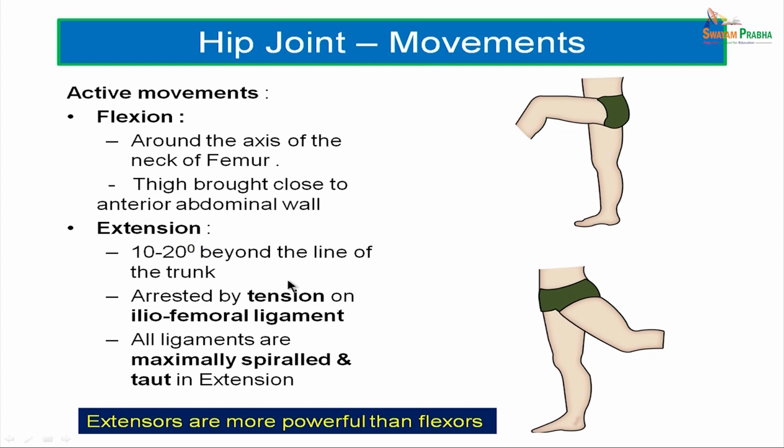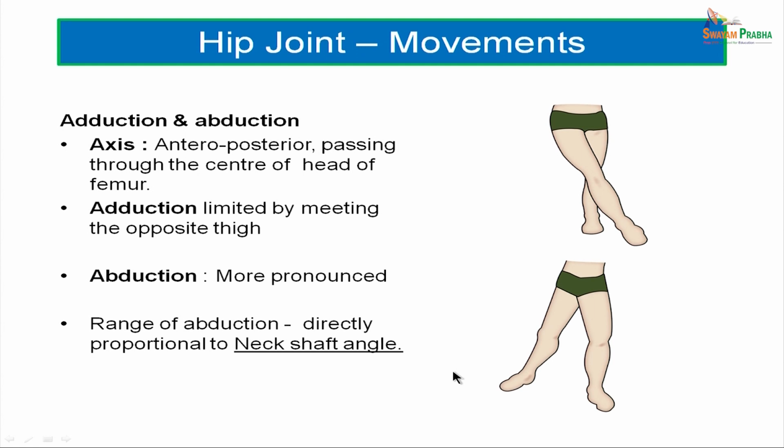trunk. The extension, as we had studied earlier, is limited by the tension in the iliofemoral ligament and the pubofemoral ligament, and all ligaments are maximally spiraled and taut in extension. It is important to remember that the extensors of the hip joint are more powerful than the flexors of the hip joint. The next set of movements which occur at the hip joint include adduction and abduction.